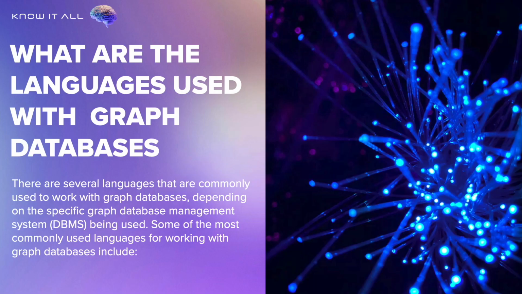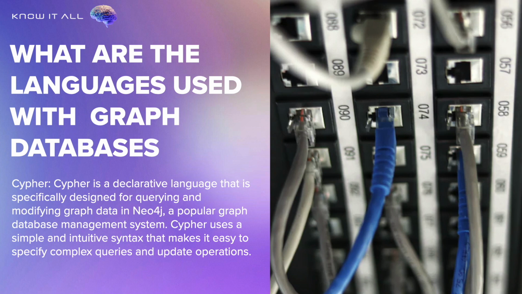What are the languages used with graph databases? There are several languages that are commonly used to work with graph databases, depending on the specific graph database management system, DBMS, being used. Some of the most commonly used languages for working with graph databases include Cypher. Cypher is a declarative language that is specifically designed for querying and modifying graph data in Neo4j, a popular graph database management system. Cypher uses a simple and intuitive syntax that makes it easy to specify complex queries and update operations.